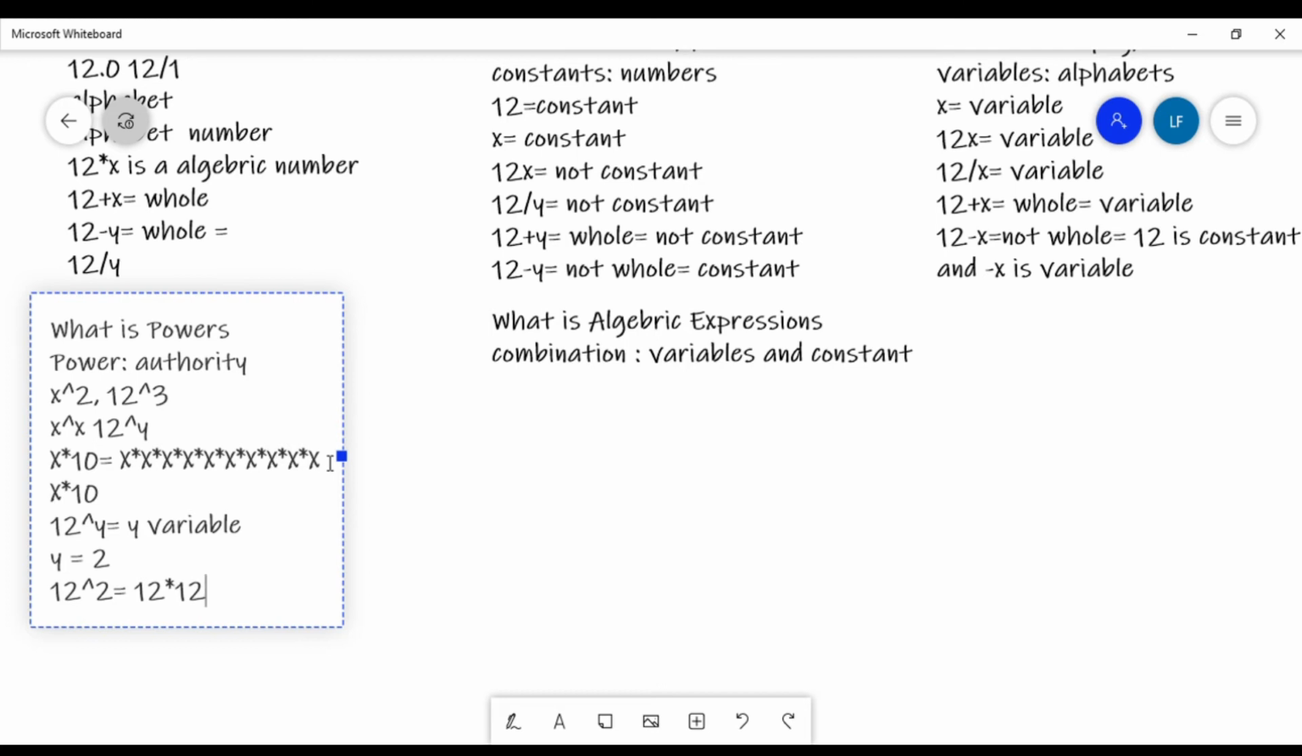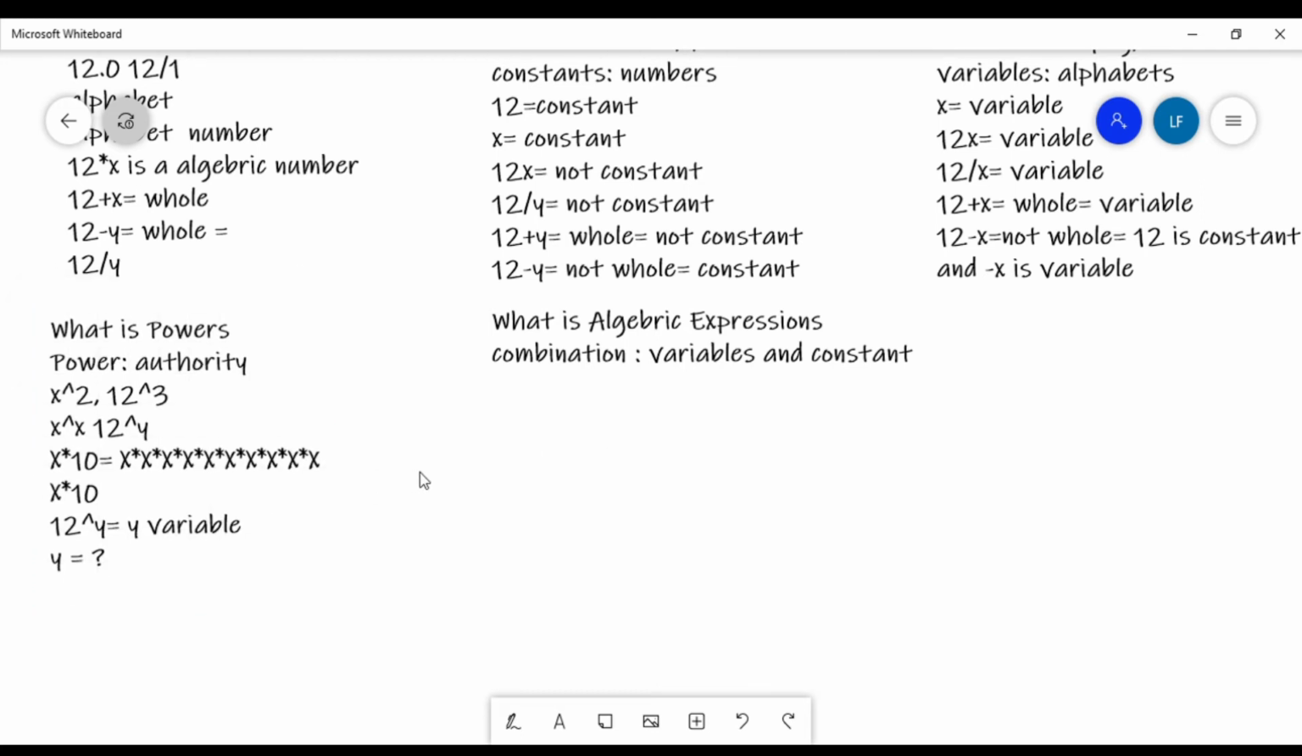Or in other words, 144. But we don't know yet what the value of y is. y's value is undefined unless we assign it a value, but we have not. Now that is known as powers.